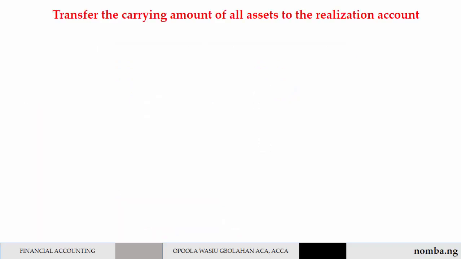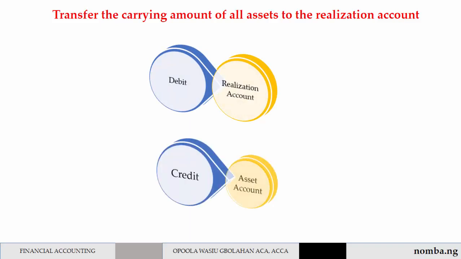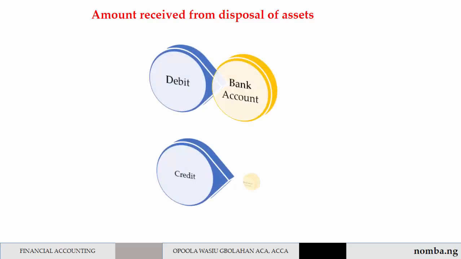The accounting entries needed are: A. Transfer the carrying amount of all assets to the realization account by debiting the realization account and crediting the asset account. B. Amount received from disposal of assets. We debit the bank account and we credit the realization account.